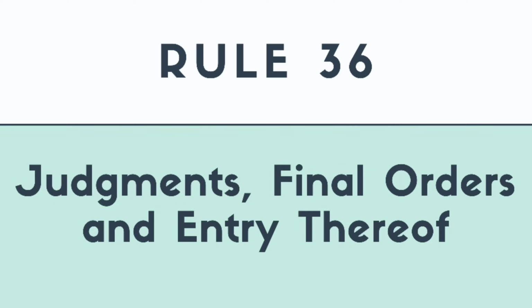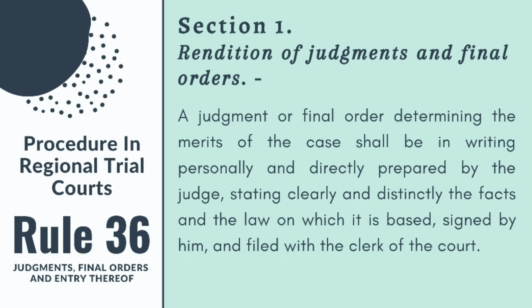Rule 36. Judgments, final orders, and entry thereof. Section 1. Rendition of judgments and final orders. A judgment or final order, determining the merits of the case, shall be in writing, personally and directly prepared by the judge, stating clearly and distinctly the facts and the law on which it is based, signed by him, and filed with the clerk of the court.